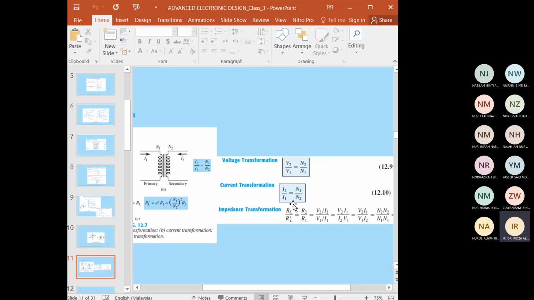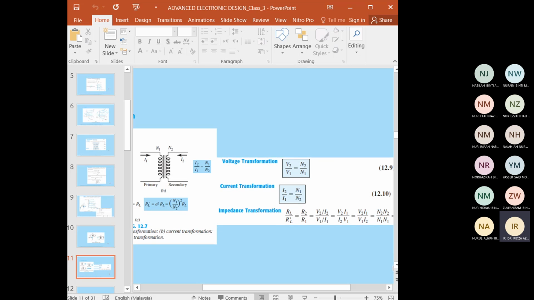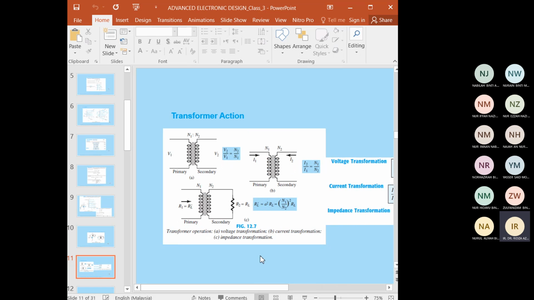Alright, so the voltage transformation in this figure 12.7 shows the primary and secondary. The primary is denoted as number 1 and the secondary is denoted as number 2. So for V2 over V1, the voltage at the secondary over the voltage at the primary is equal to the turn numbers N2 divided by N1. While for the current, it is opposite: I2 over I1 is equal to N1 over N2.